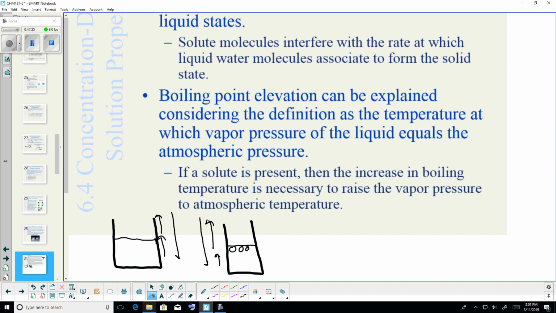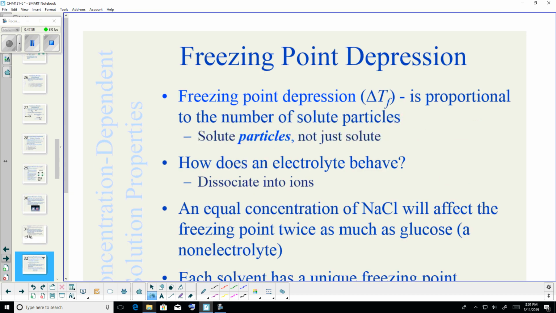Okay. In the winter, they spray the roads with saline solution, salt solution, because the salt is solute dissolved in there. So when the water hits, before it freezes, it lowers the freezing point. That works till about -10, -20. Then it gets too cold where it's not going to help much, which is why they also put sand out there. Sand just provides traction. Freezing point depression, delta TF, the F stands for freezing point, is proportional to the number of solute particles. Solute particles, not just solute. There is a difference.